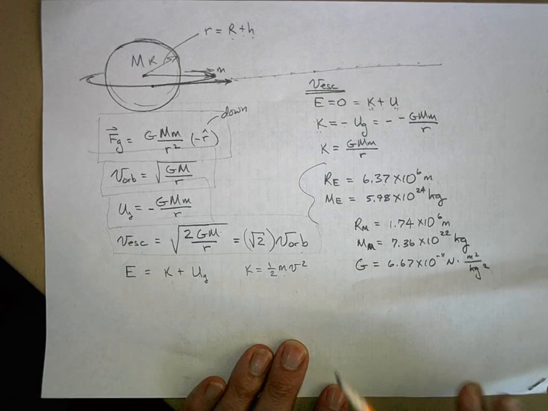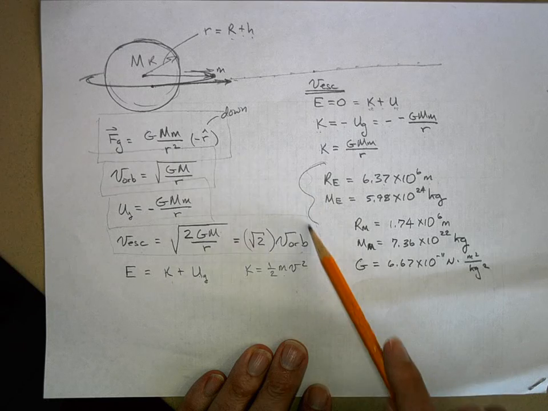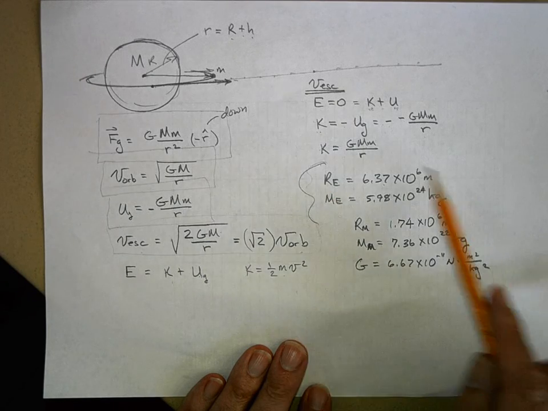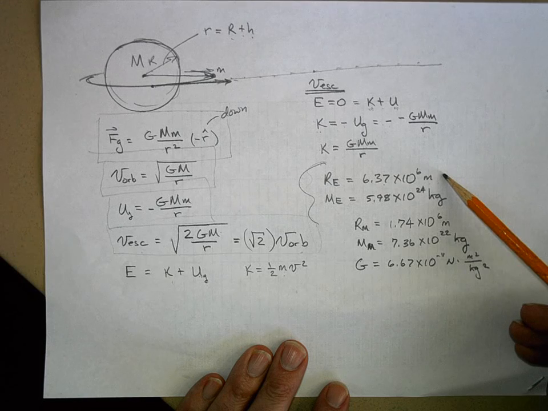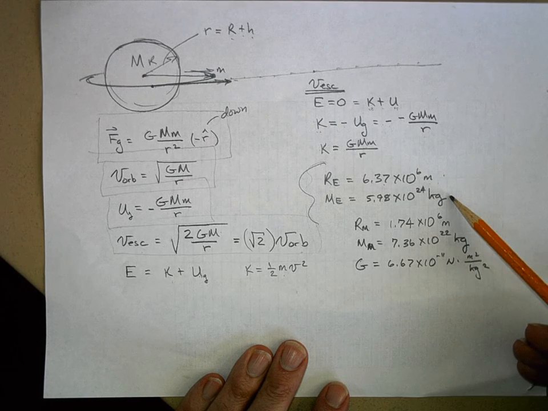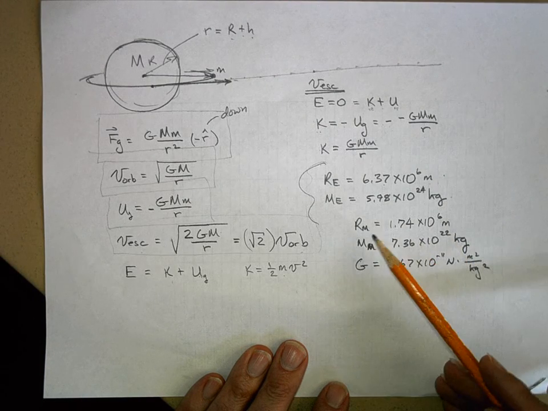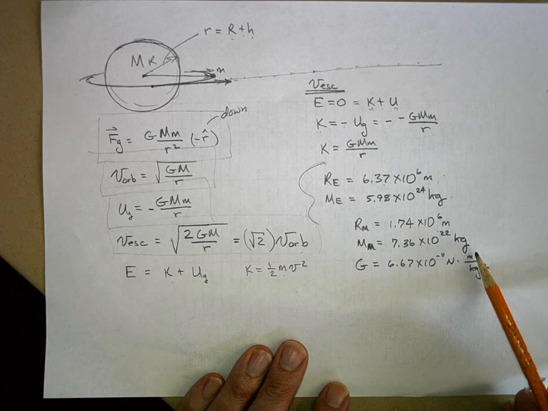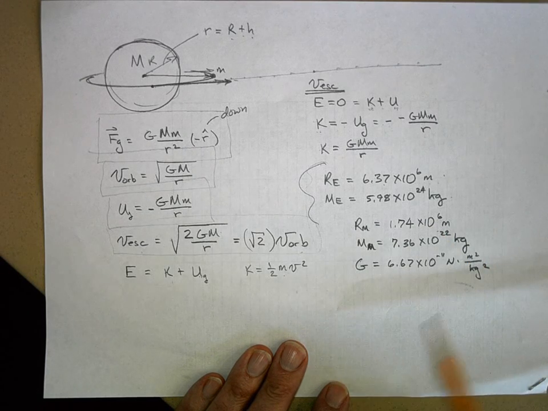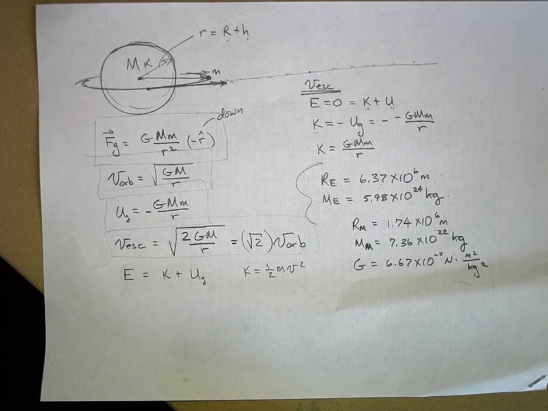And then these are the values you need. This is the radius of the Earth, and this is the mass of the Earth. This is the radius of the moon. This is the mass of the moon. And this, of course, is the gravitational constant. So you need all that stuff to do the problems.